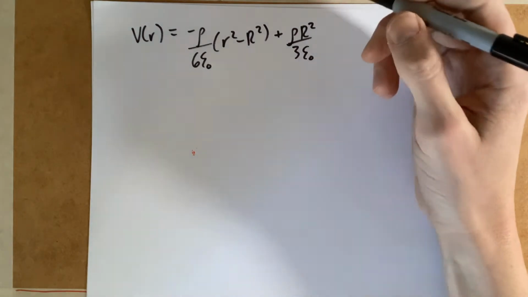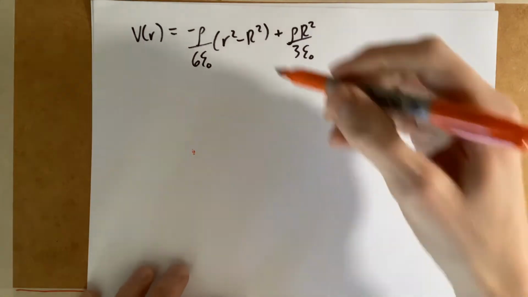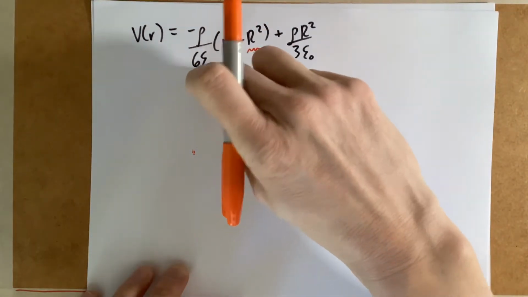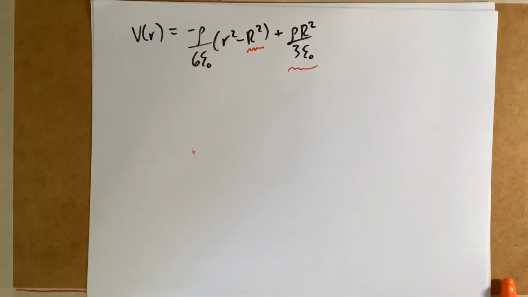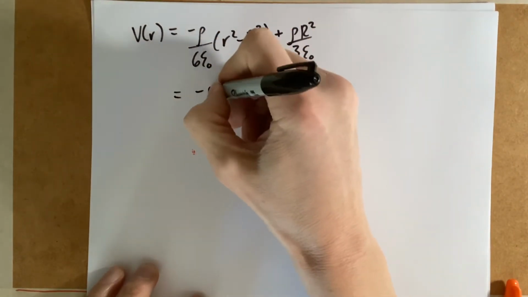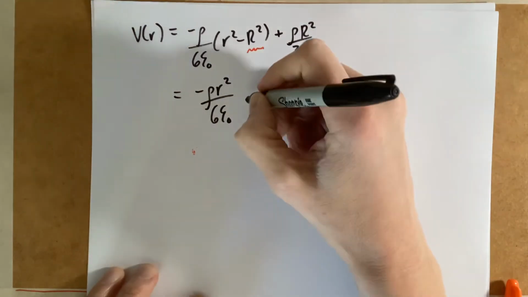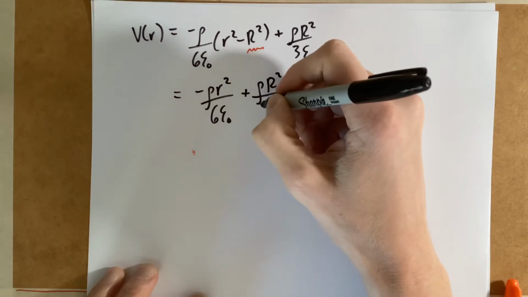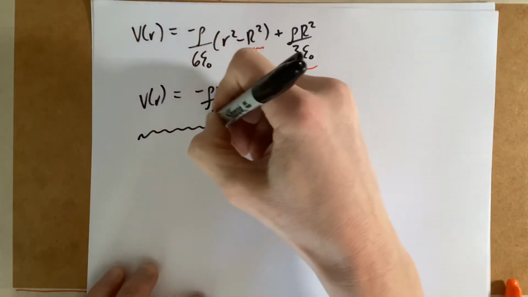There's nothing really else I need to do to it, but I do notice that it is possible to simplify this. This term here, with of course this multiplied in, and this term actually do combine very nicely. And what you end up getting is minus rho little r squared over 6 epsilon naught, and then you get plus rho big R squared over 2 epsilon naught, and that's my final function here.